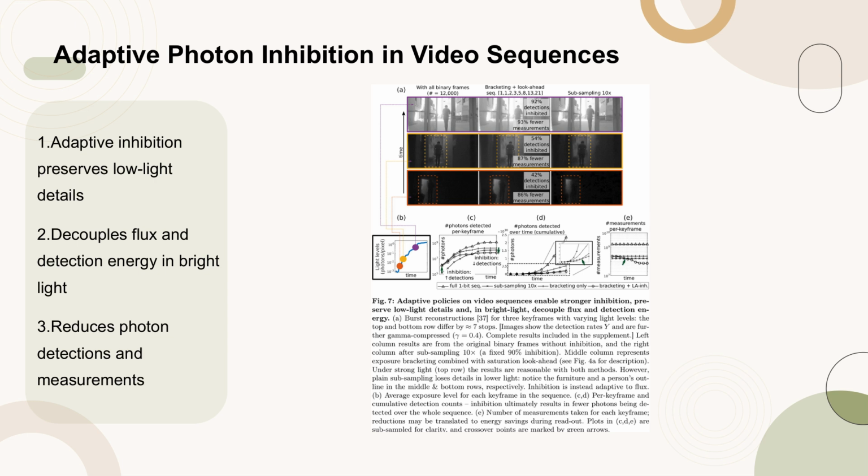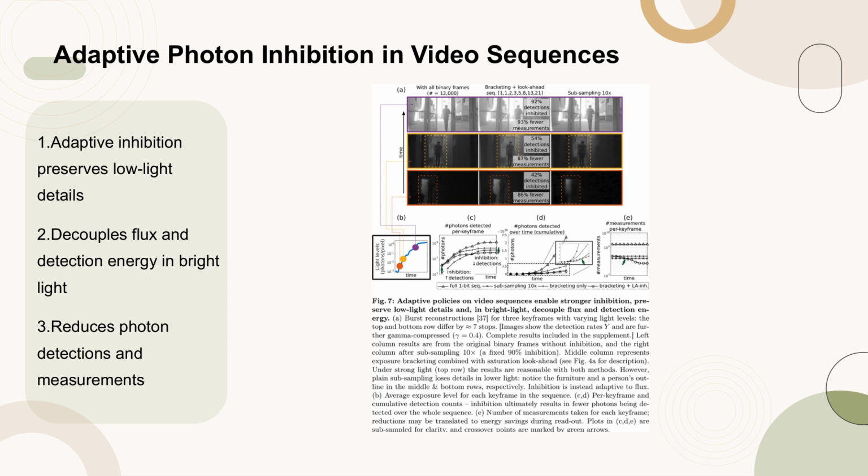In Part A, burst reconstructions for 3 keyframes under varying light levels are shown. The top and bottom rows differ by approximately 7 stops. The left column displays results from the original binary frames without inhibition, while the right column shows results after subsampling 10 times, representing a fixed 90% inhibition. The middle column demonstrates exposure bracketing combined with saturation look-ahead.